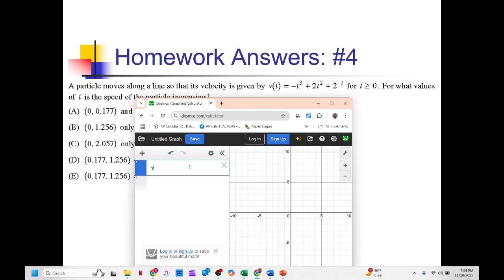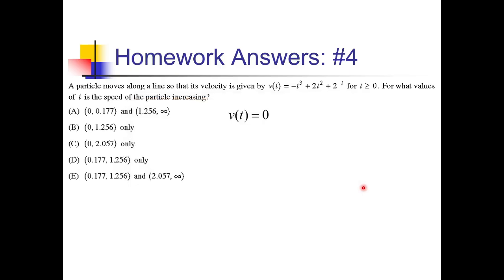So let me put in v of t, and that's going to equal negative t to the third plus 2t squared plus 2 to the negative t, so that's a little bit weird, but hey, we'll roll with it here. So there's that function, and just clicking this, it looks like 2.057 is the only intercept for that one. So we're going to keep track of that.